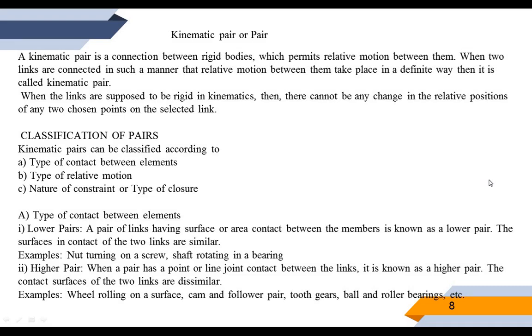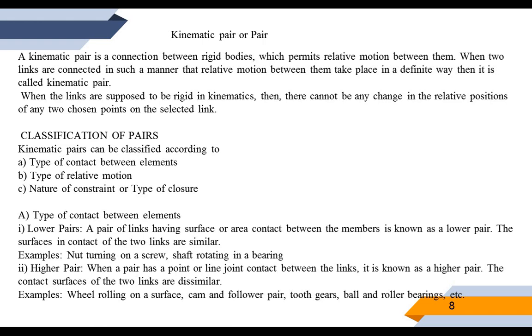Next point is the kinematic pair, or simply pair. When two links or elements of a machine are in contact with each other, they are said to form a pair. If the relative motion between them is completely or successfully constrained, that is, having a definite direction, then that pair is known as a kinematic pair. A kinematic pair is a connection between rigid bodies which permits relative motion between them. When two links are connected in such a manner that relative motion between them takes place in a definite way, it is called a kinematic pair.